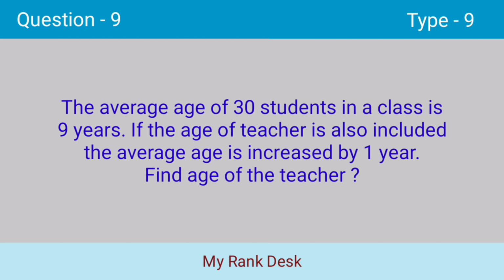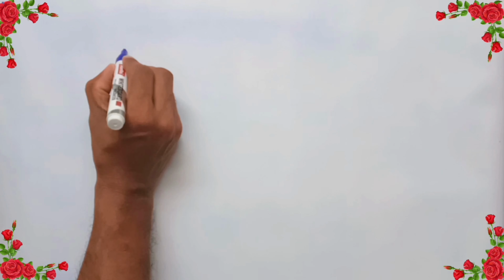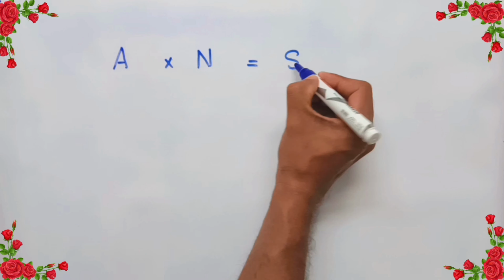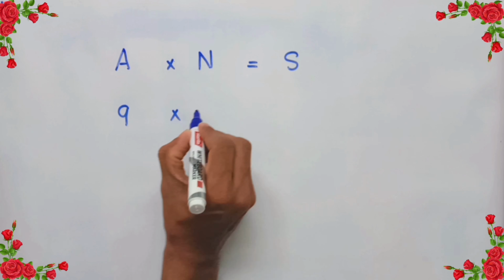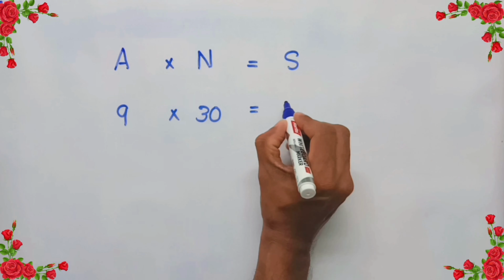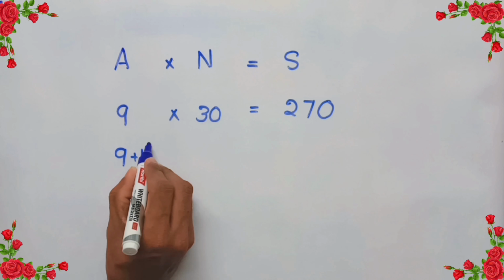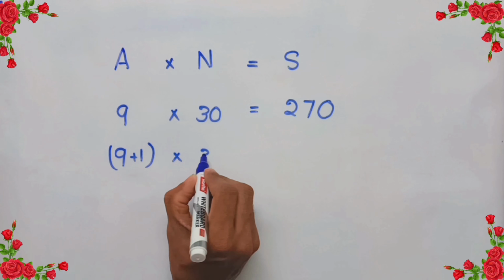On subtracting the sum of ages of the 30 students from the sum of ages of the students and the teacher, we get a number which must be the age of the teacher. Let's find the answer. We know that on multiplying the average age by the number of persons, we get the sum of ages of the persons. It is given that the average age of 30 students is 9. So the sum of ages of 30 students is 9 into 30 equals 270.